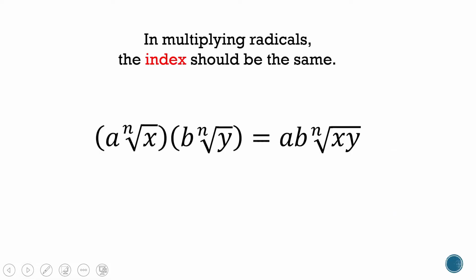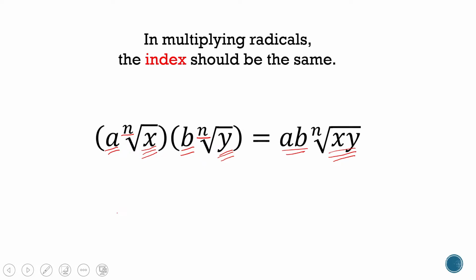Good morning, everyone. Today's lesson is about multiplying radicals. When we multiply radicals, we need to remember that the index must be the same. So that's this n right here. If they're the same, we can multiply the coefficients, so a times b is ab, and we can also multiply the radicands. x times y is xy.